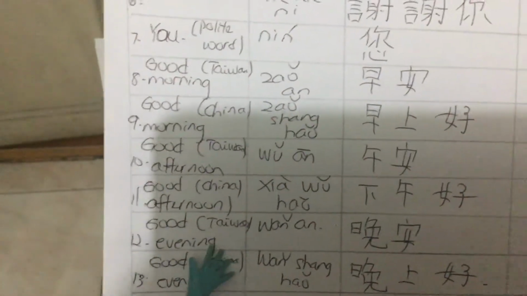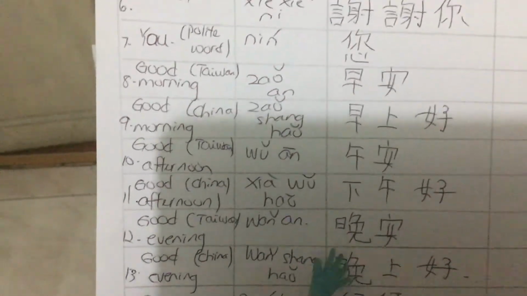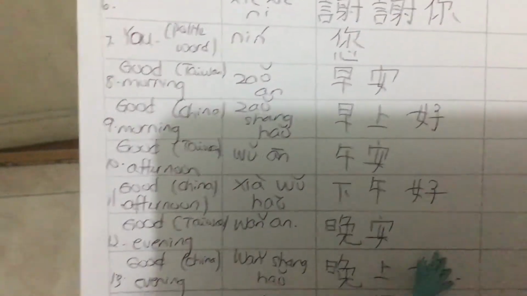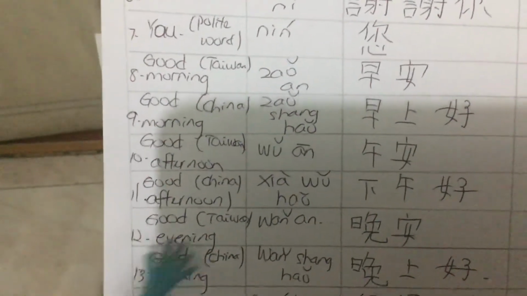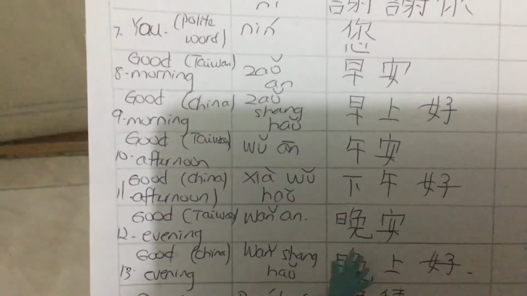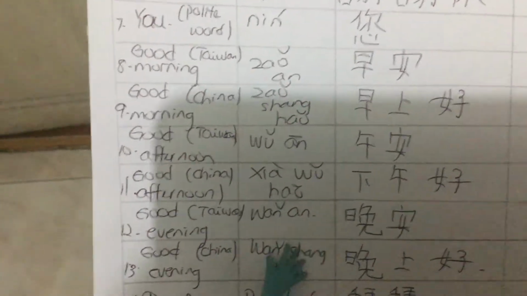Good evening in China, 晚上好. 晚上 means in the evening, 好 is good. Good evening in China, 晚上好.